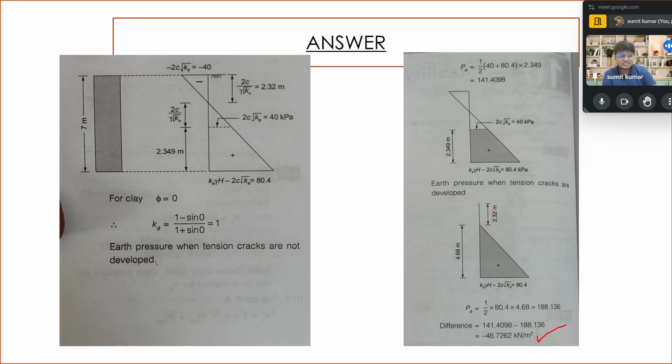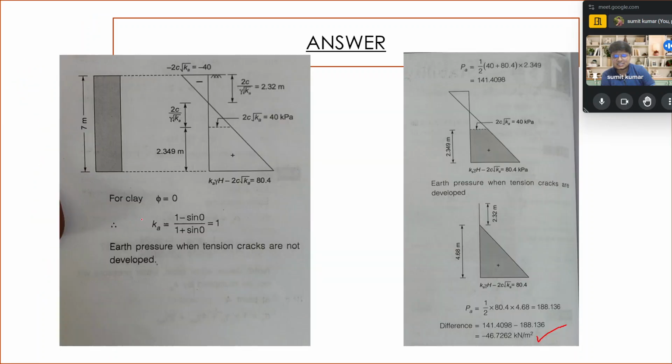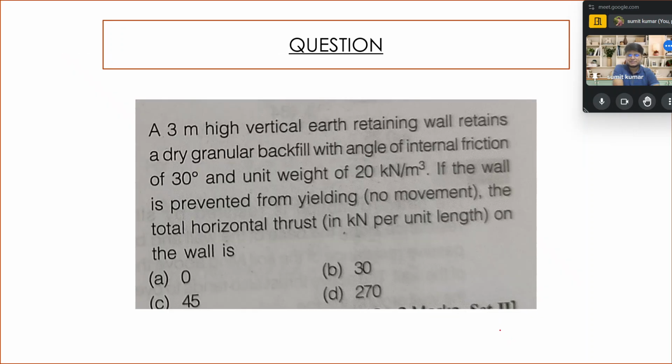The earth pressure when the tension crack develops, we can consider this much area because this thing is cancelled. When tension crack is not there, this area gets cancelled. Only this much area is there because this is positive and this is negative in equal amount. So this much area is there, which they calculated over there, as you see. And when tension crack develops, the value will be more. When we subtract second from first, we get the value as negative 46.7262. I think things are very much clear for everyone.